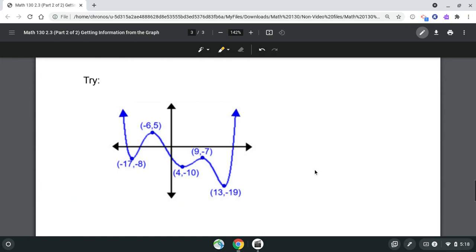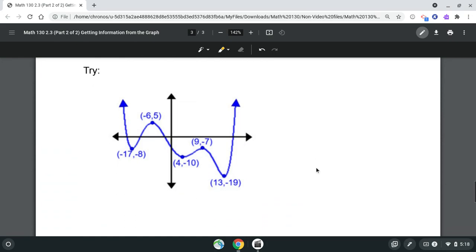See if you can locate the maximum and the local min. Okay, and remember these are y values. Okay, so go ahead and hit the pause button.